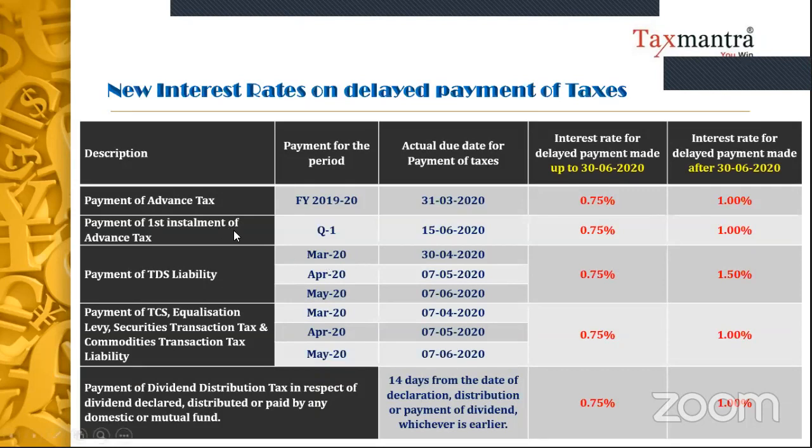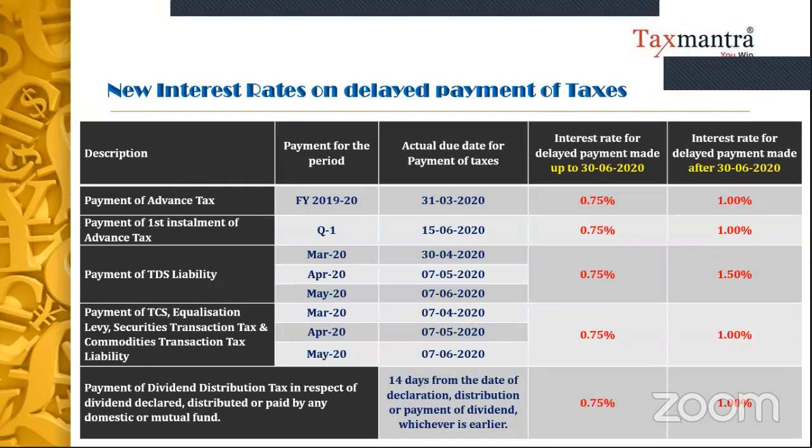In case of payment of the first installment of advance tax for the period Q1 relating to the financial year 2021, whose actual date would be 15th of June 2020, if the assessee makes a payment before 30th of June, then he or she would be liable to pay interest at the rate of 0.75%. If such payment is made after 30th June, then the interest rate would be 1%.